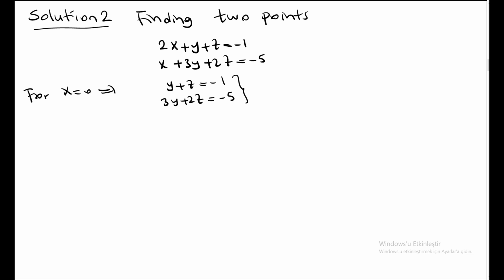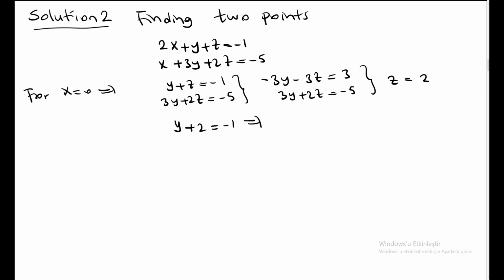To solve this system, it is enough to multiply the first by negative 3. So you have negative 3y minus 3 times z equals 3, and 3 times y plus 2 times z equals negative 5. So from this you have z equals 2. If z equals 2, we can find y, because y plus 2 will be negative 1, so y becomes negative 3. So our first point is (0, -3, 2).